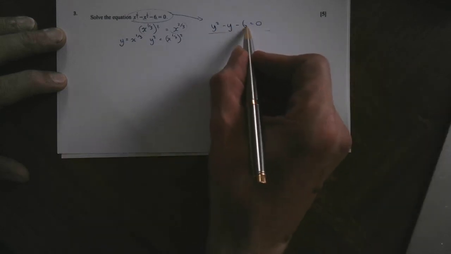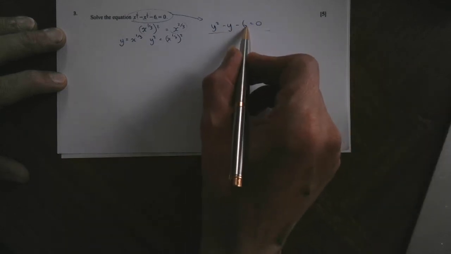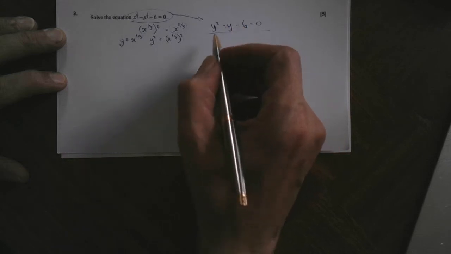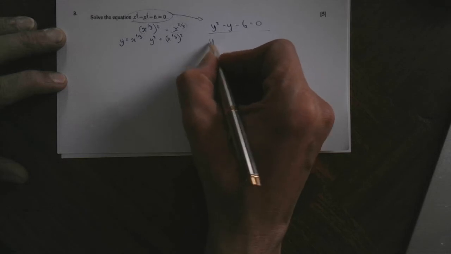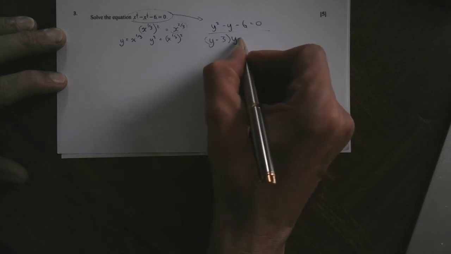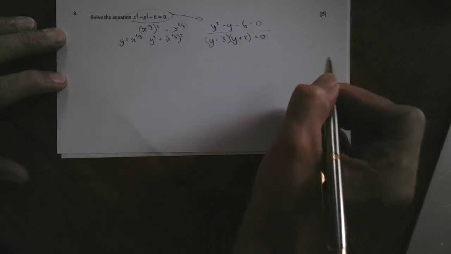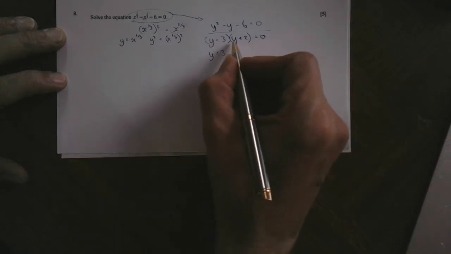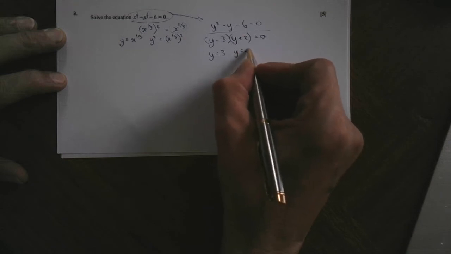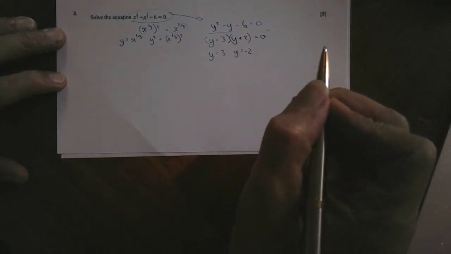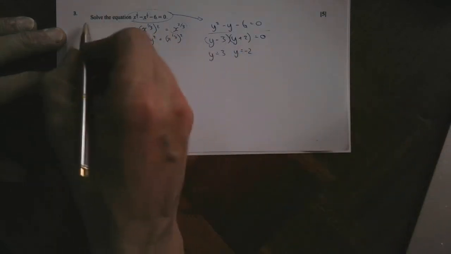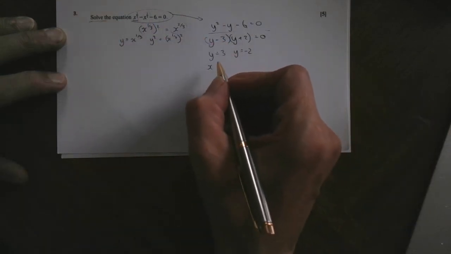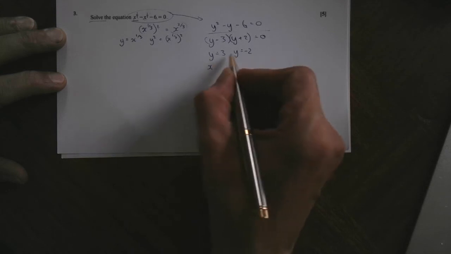This factorizes because 3 times 2 makes 6, and the difference between 3 and 2 is the 1y, the 1 that we got there is the coefficient of y in the middle. So we could write this as y minus 3 times y plus 2 equals 0, and solving this bracket equals 0, we get y equals 3, solving this bracket equals 0, we get y equals minus 2, and we're nearly done, but we haven't finished completely yet because the question says solve with the variable x used, so we need x, we need the value of x's, not the values of y.